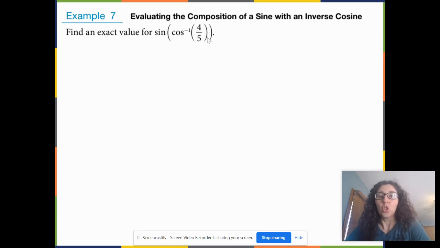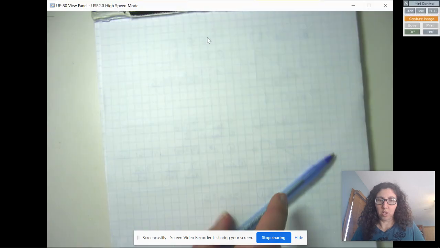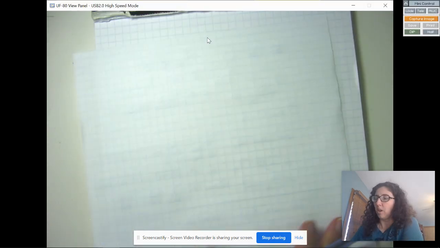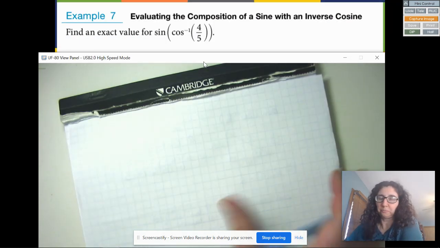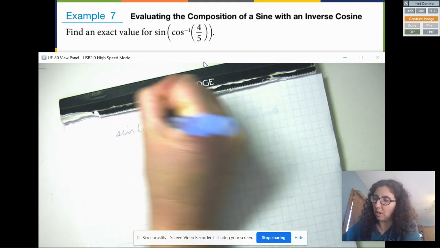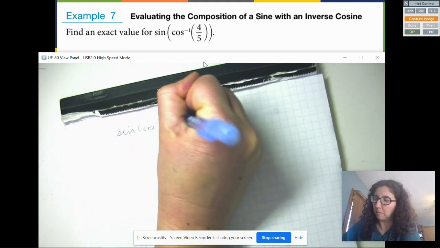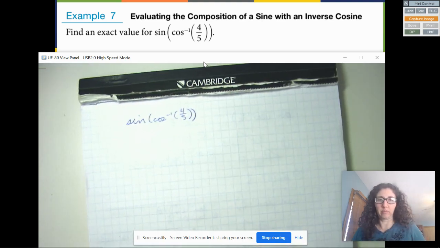Okay, so let's look at this. I'm going to write this down. Sine of inverse cosine of 4/5. All right, so there's going to be a 5-part process.